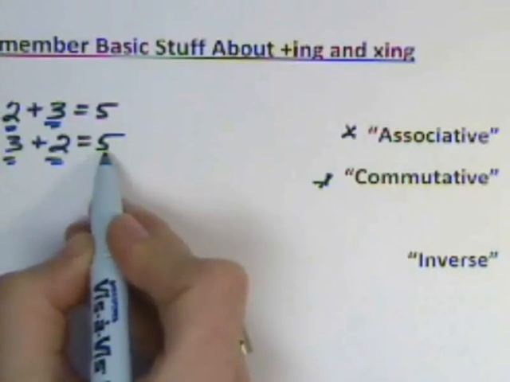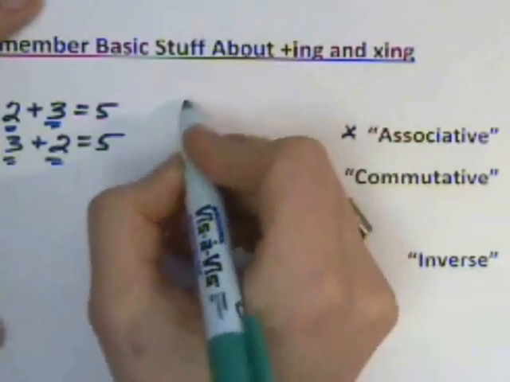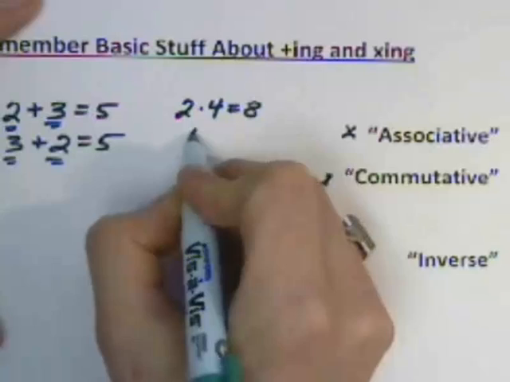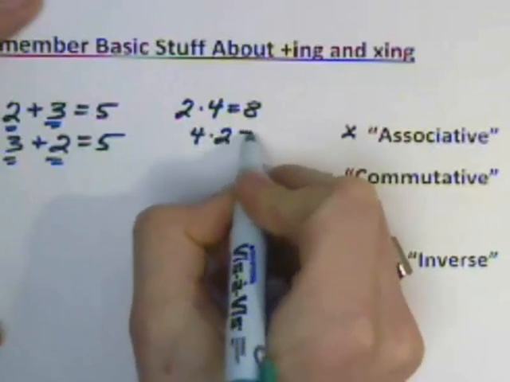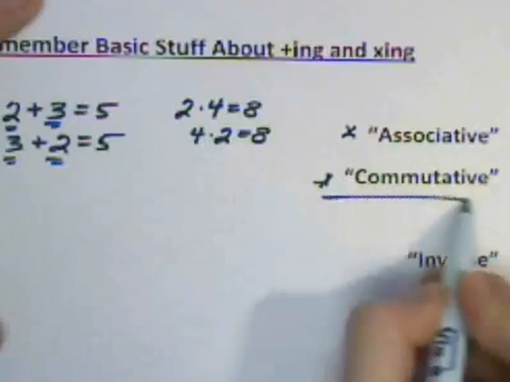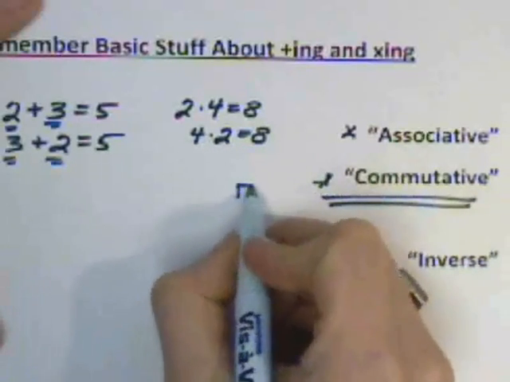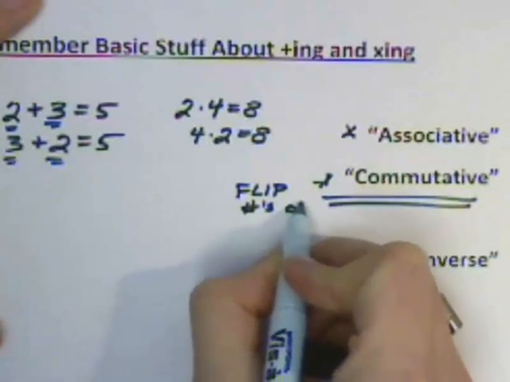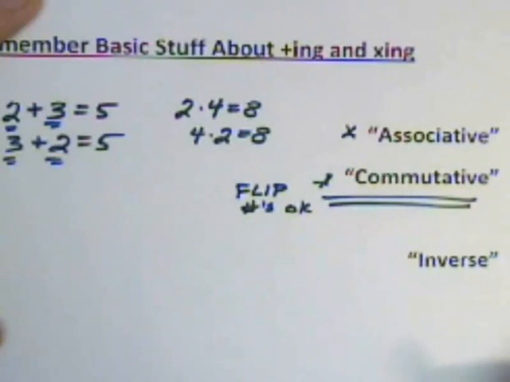This property, this idea that order does not matter, also holds with multiplication. For example, 2 times 4 is 8, and 4 times 2 is still 8. So with multiplication and addition, I have this property where I can flip my numbers. Flipping numbers is okay. Okay?